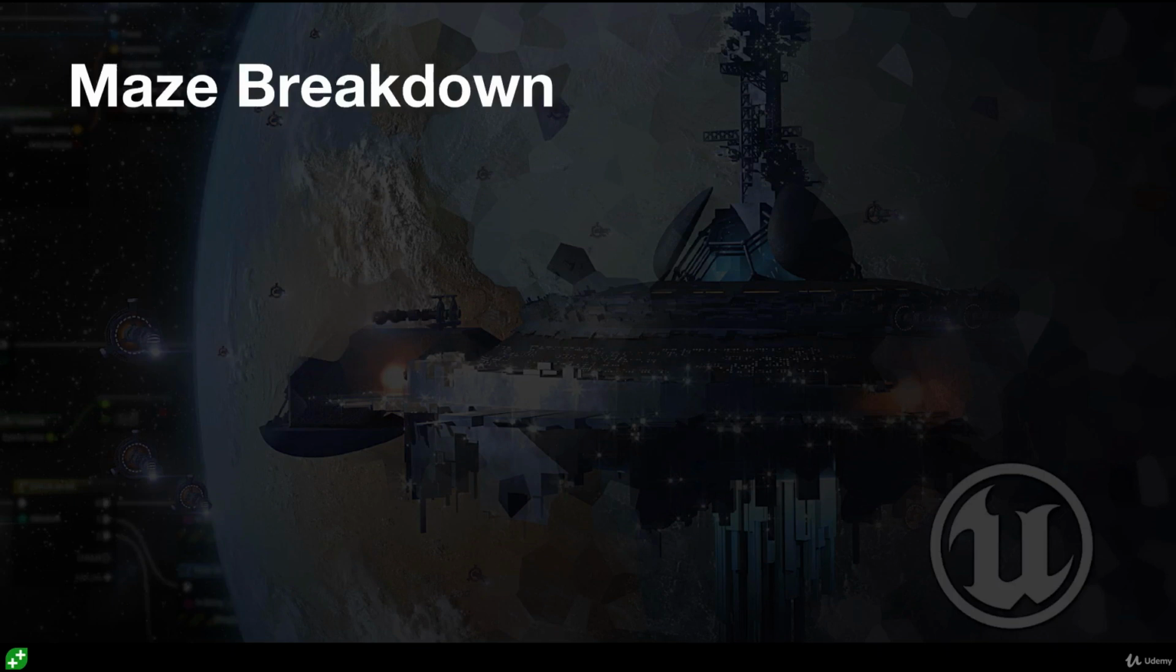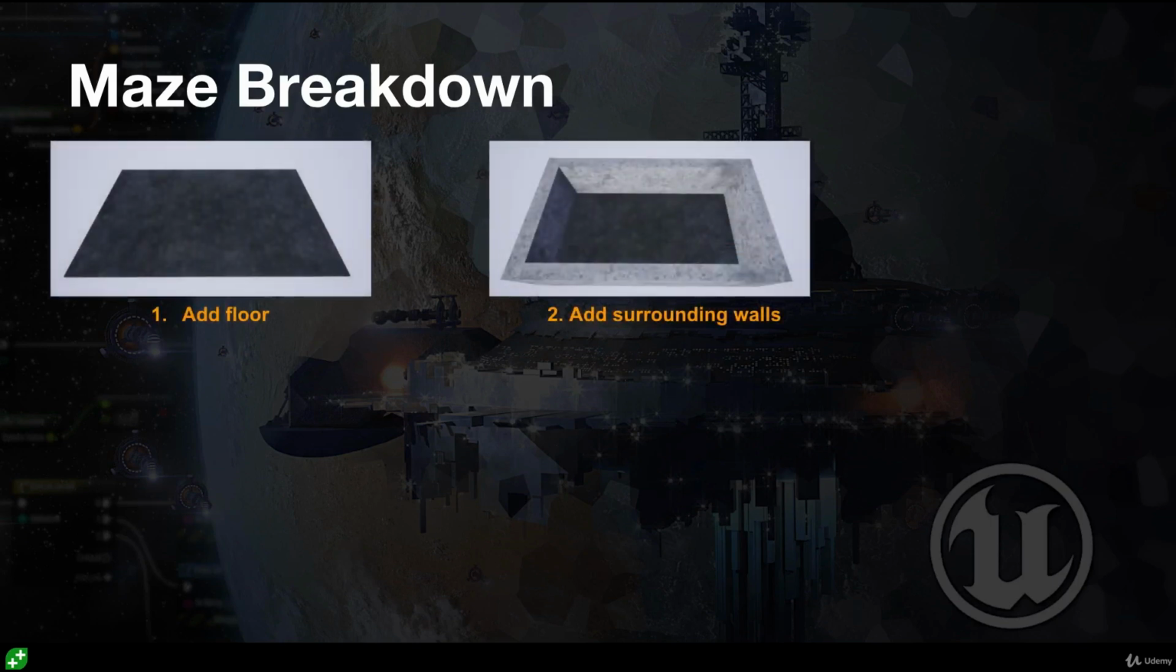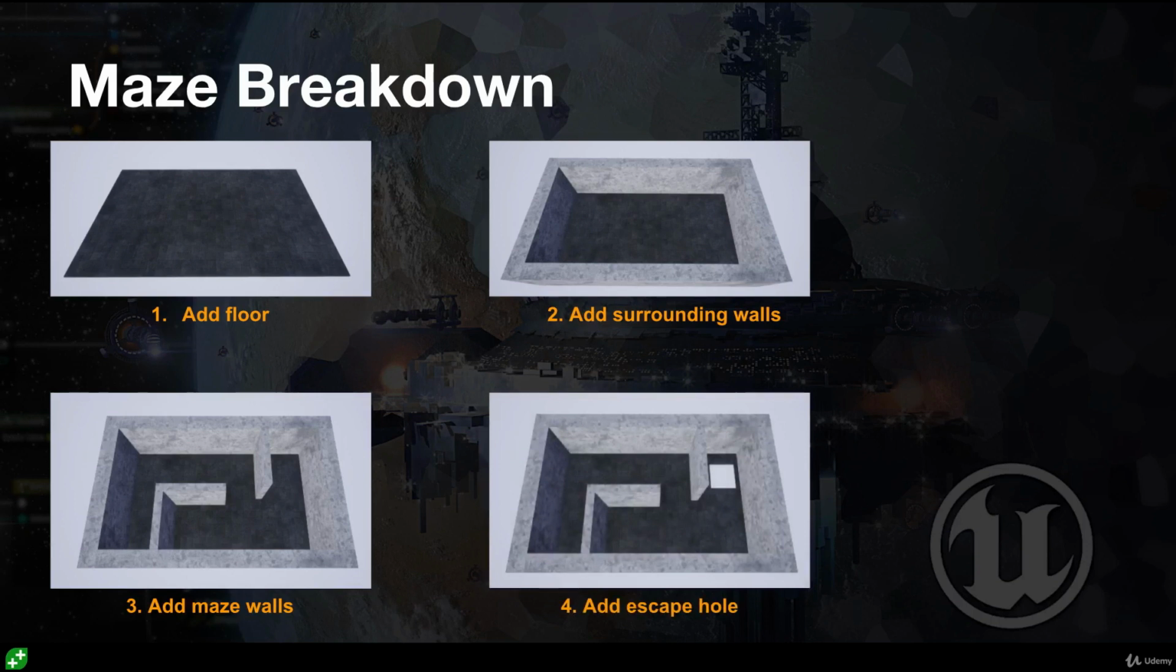Okay, so just looking at a very simple design, we're going to break down our maze by first adding a floor into our level, and then we're going to add some surrounding walls onto the floor. And then we're going to build the interior parts of the maze, which will just be some more walls that we add inside the surrounding walls. And then, of course, we want to add an escape hole that our ball can escape through.